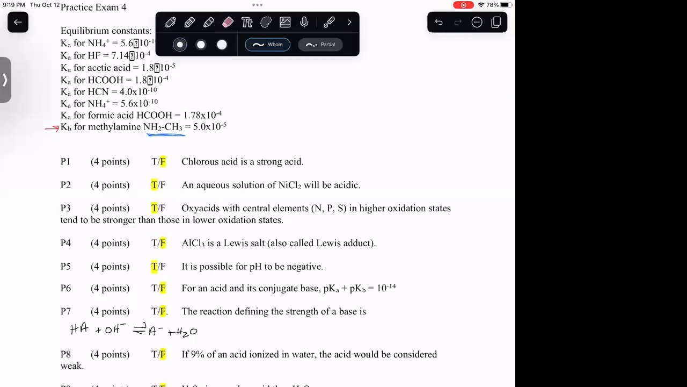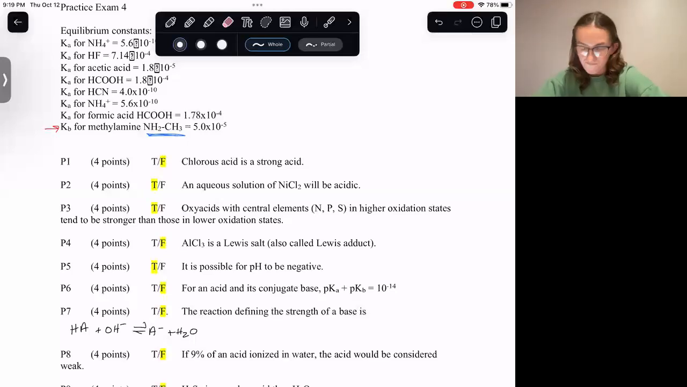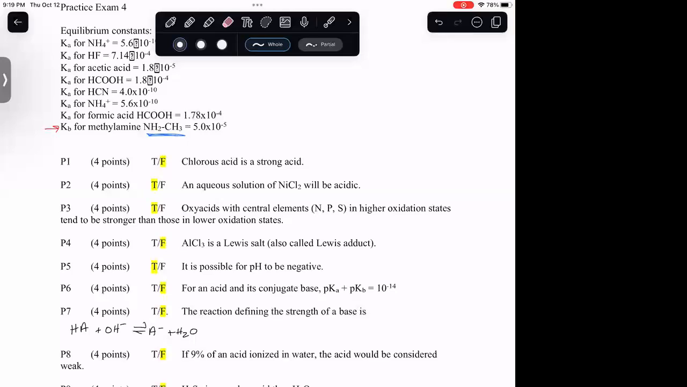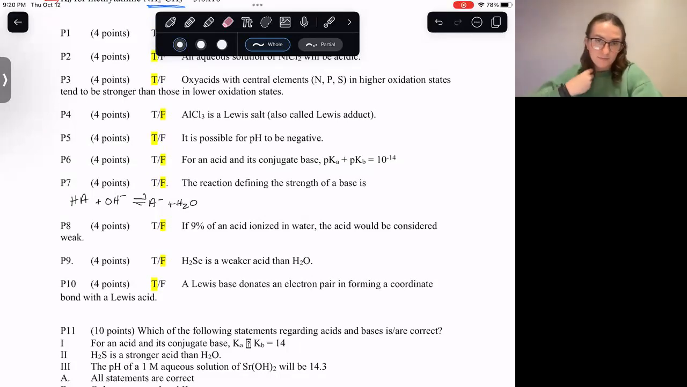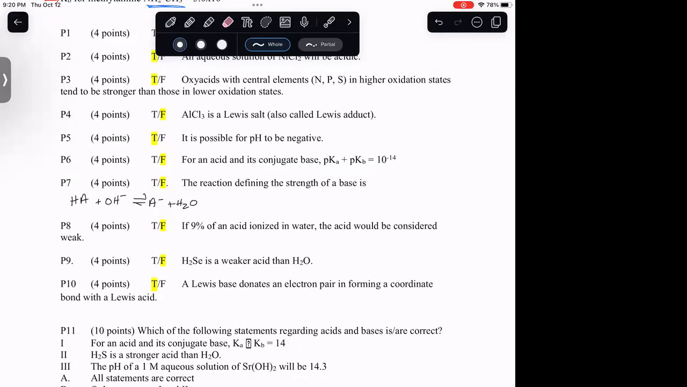I have a question about one of the true or false questions. Yeah, absolutely. For P8 on the practice exam, it says if 9% of an acid ionized in water, that the acid be considered weak, and that's false. Whenever it says that it's only 9% ionized, why would we consider that a strong acid if not 100% of it ionized?